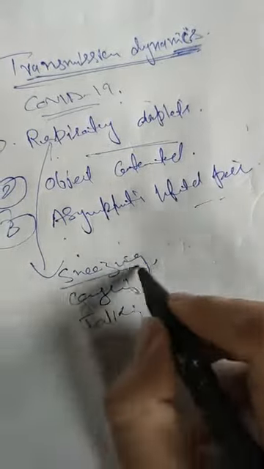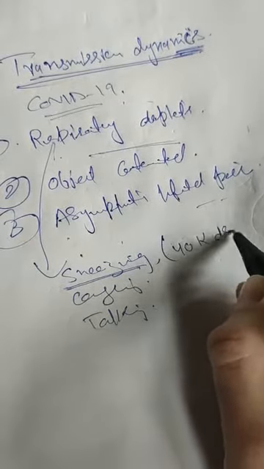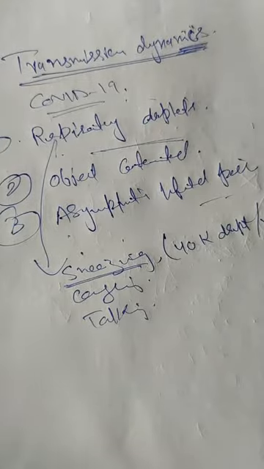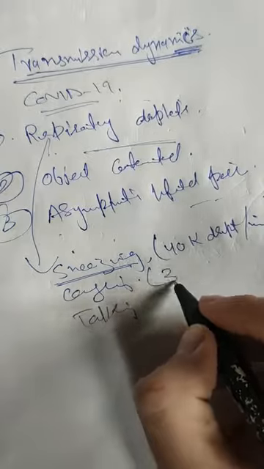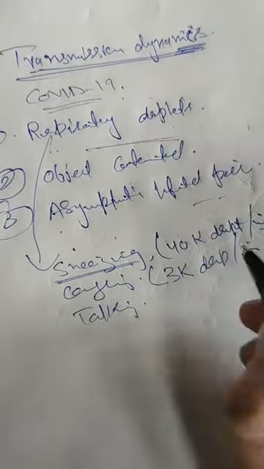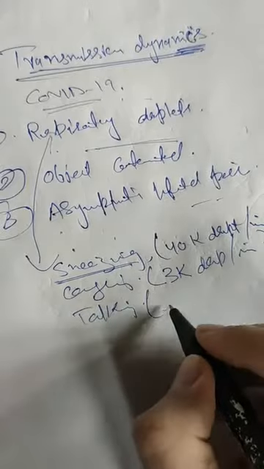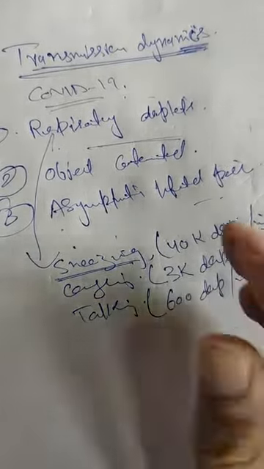By sneezing, there can be 40,000 droplets per minute we can generate. 40,000 droplets by sneezing. Now, if we talk about coughing, there are 3,000 droplets per minute we can generate, and by talking, there are just 600 droplets per minute that we can generate.